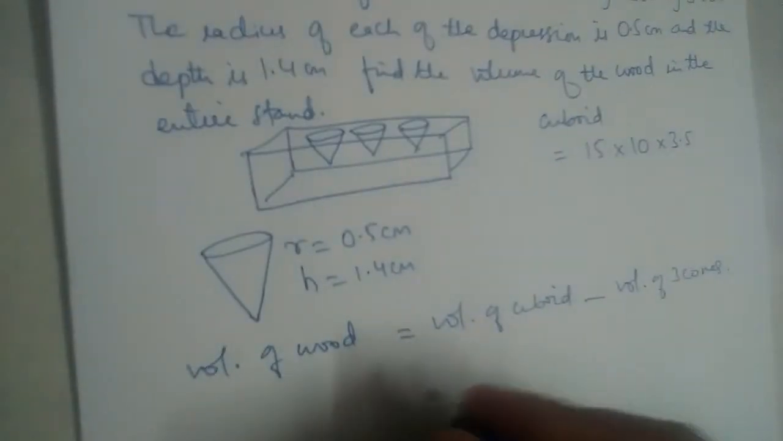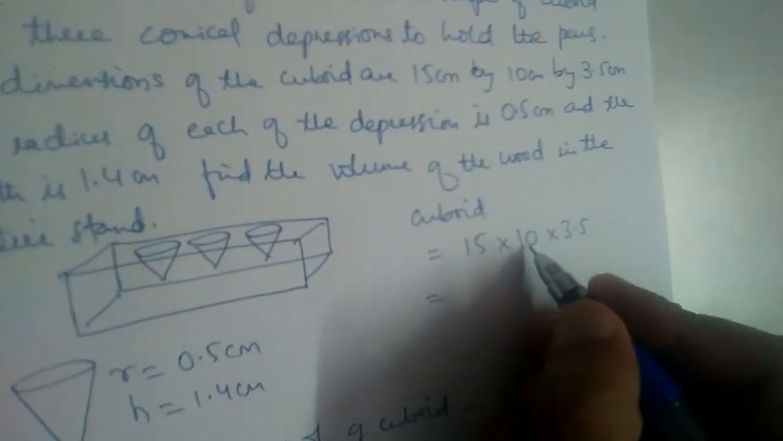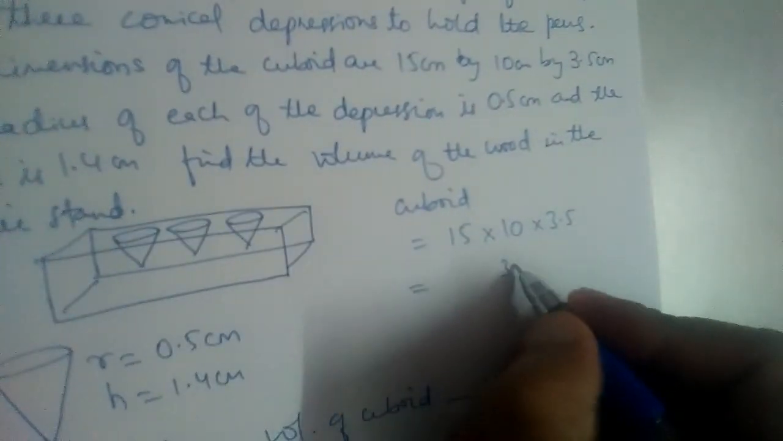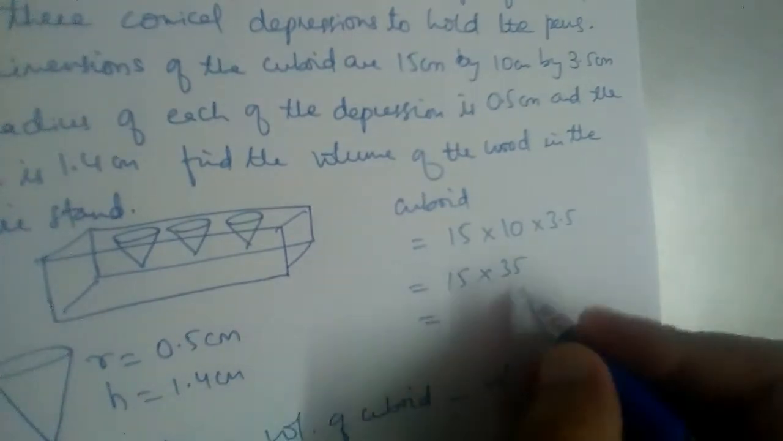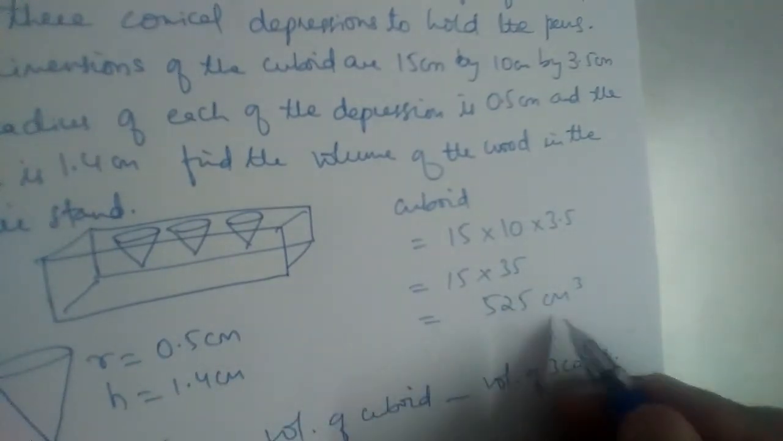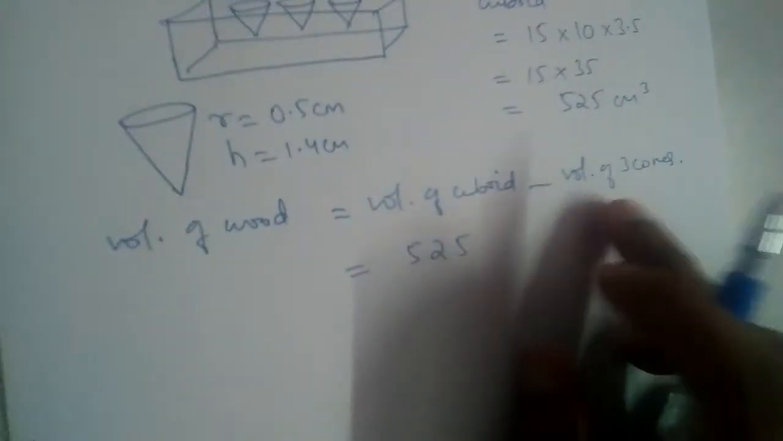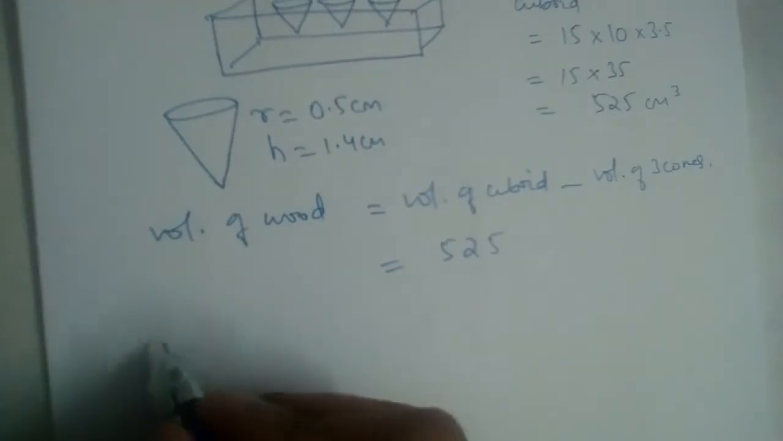Okay, so first let us find the volume of the cuboid. Volume of cuboid, this is 10 into 3.5, it will be 35. This is 15, right? So this will give us 525 centimeter cube. So the volume of the cuboid is 525. Now let us find the volume of three cones.